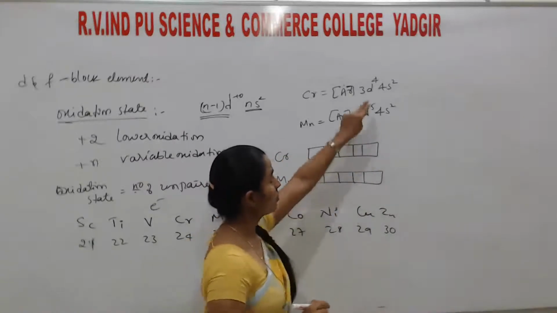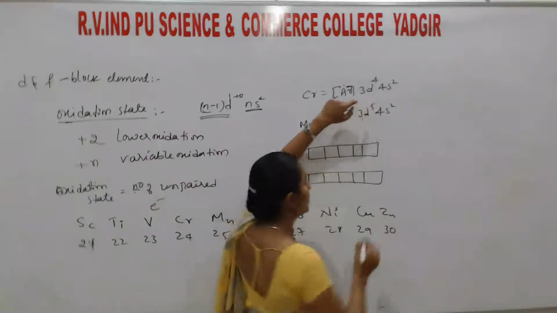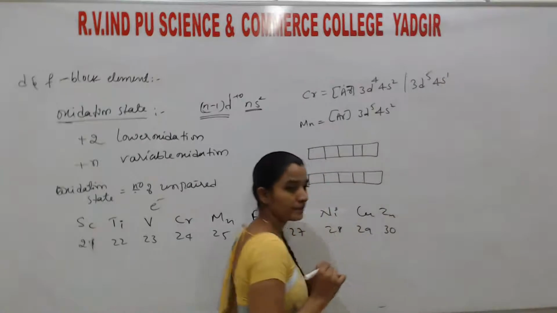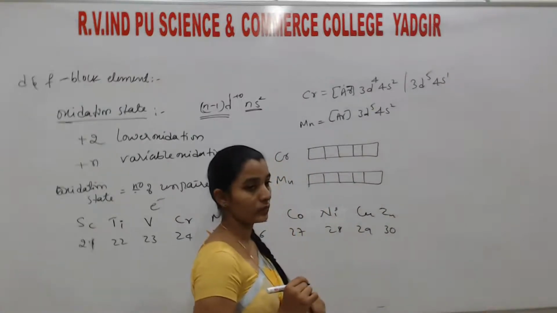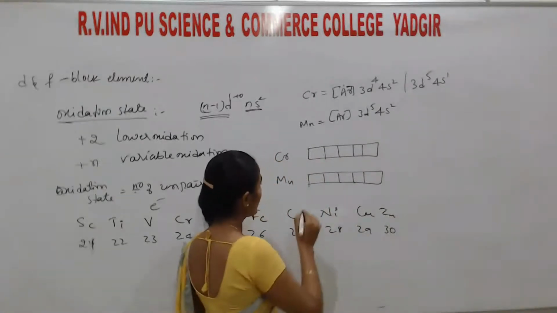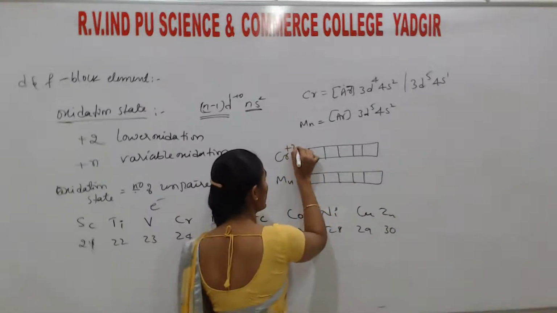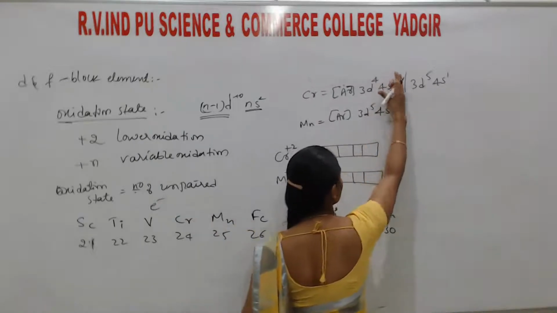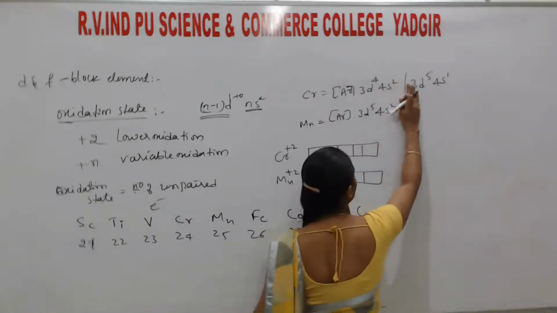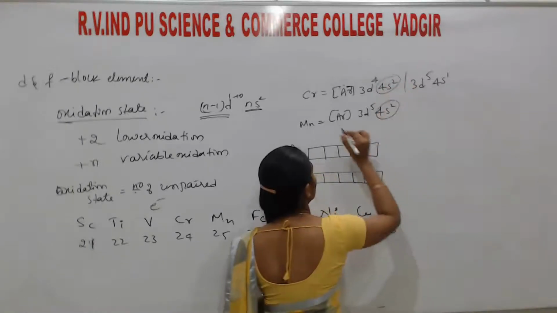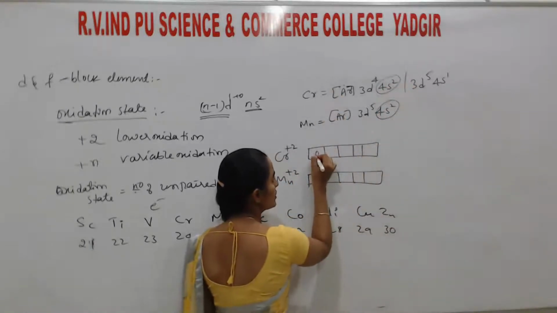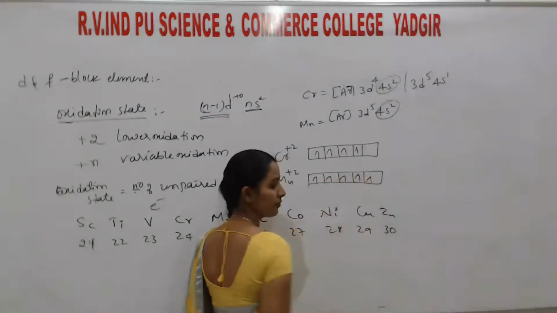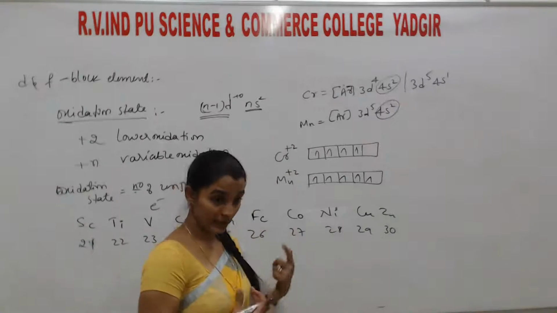So students, you know that to attain a stable configuration, this configuration changes to 3d5 4s1 to maintain stability. But if it is in the +2 oxidation state, both in +2 oxidation state, these two electrons are going to be removed, giving Cr+2 and Mn+2. So Cr+2 will consist of 4 electrons in d, and Mn+2 will consist of 5 electrons in its configuration.